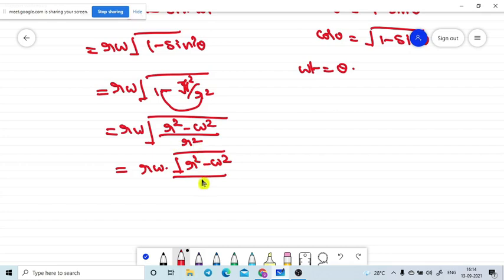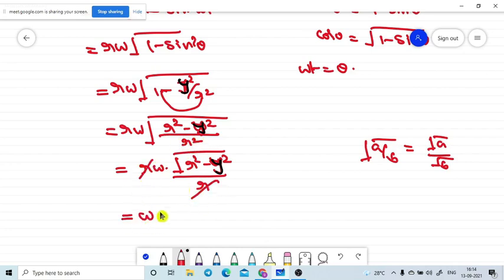Here it is y square. Now, root of A by B is equal to root A divided by root B, so we can take root of R square, and R will cancel. That is equal to omega into square root of R square minus y square. This is the formula for the velocity of the particle in SHM.